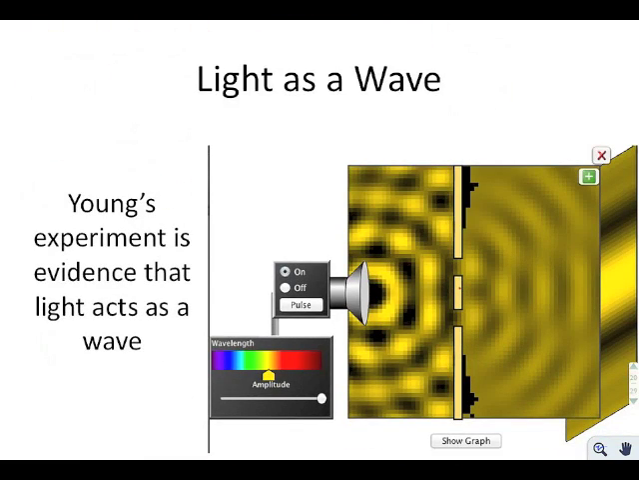So, what is light? This is kind of an interesting question because we have some different evidence to take a look at what light is. The first one is light is a wave. What we have is called Young's experiment, often called Young's double slit experiment. And it is just evidence that light acts as a wave.